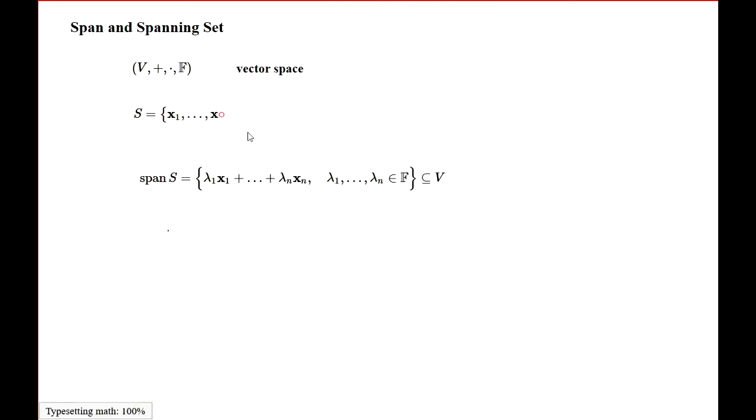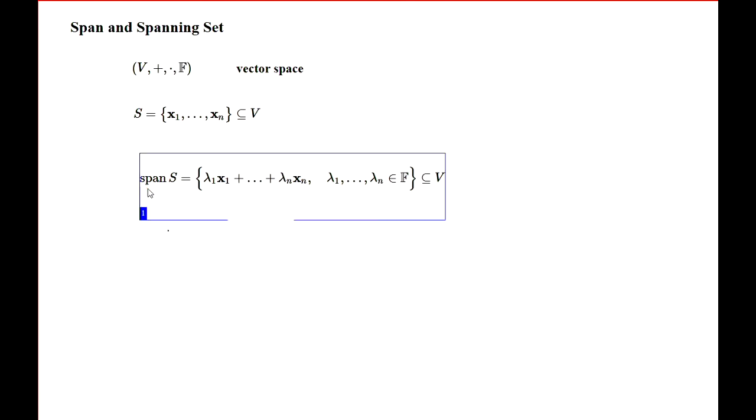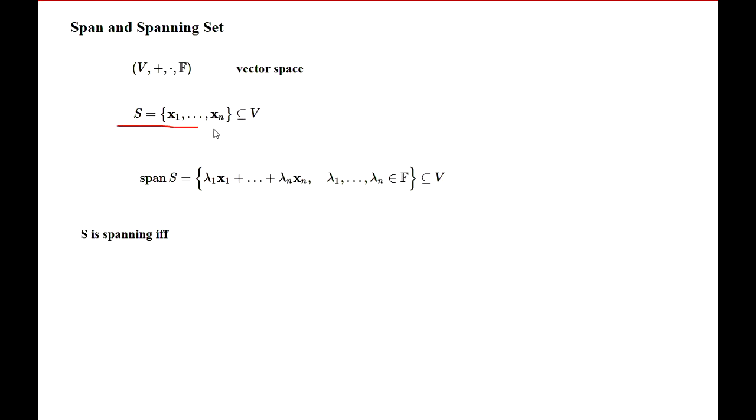Now, together with span, we often give you an accompanying definition, which is when we call a set spanning. For a finite set of vectors, we have one concept, linear dependence, independence. Spanning is sort of like the opposite concept. And the set is spanning if it happens that the entire vector space coincides with the span of that set.